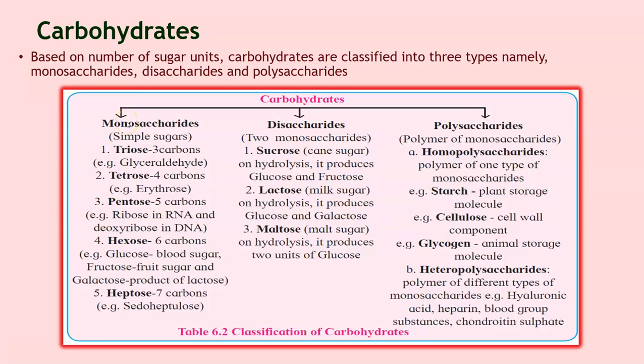Monosaccharides contain an aldehydic group, and if they have the aldehydic group, then they are called aldoses, and if they have a ketone group, then they are called ketoses. Here you can see some examples. For example, of aldoses, we have glucose, xylose, and ketoses are ribulose, fructose.